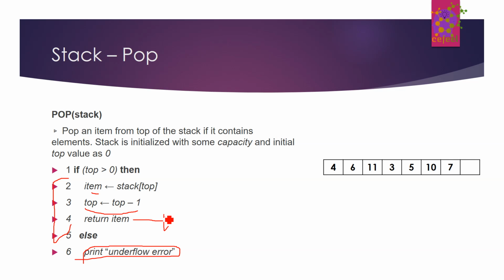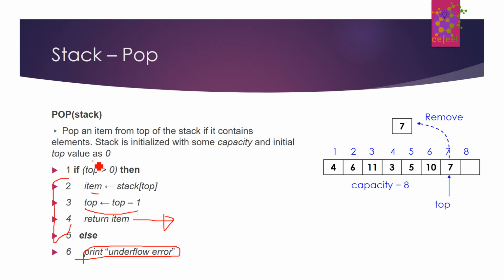So let's say we have this stack over here, the same stack, and let's apply the pop operation to this stack. The capacity of the stack is 8, and we have a top pointer which is pointing to the 7th element, and let's say we call the pop operation on this stack or on this array. What will happen is, as you can see, the check at step 1 will happen, wherein we'll check if top is greater than 0.